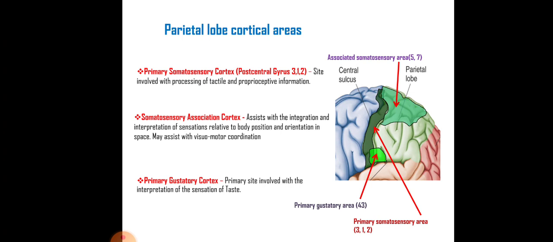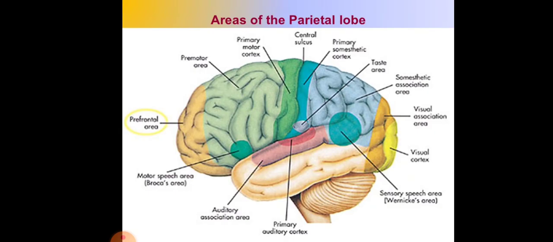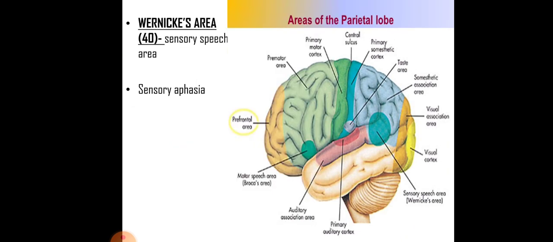Then we have the parietal lobe or the cortical areas. In the parietal lobe we have the primary somatosensory cortex, which is areas 3, 1 and 2. It is responsible for processing tactile and proprioceptive information. The somatosensory association area assists with the integration and interpretation of sensation relative to body position and orientation in space, and it may assist with visuomotor coordination. Then the primary gustatory cortex is the primary site involved with the interpretation of the sensation of taste. So area number 43 is the gustatory area responsible for the sensation of taste. So these are the areas in the parietal lobe.